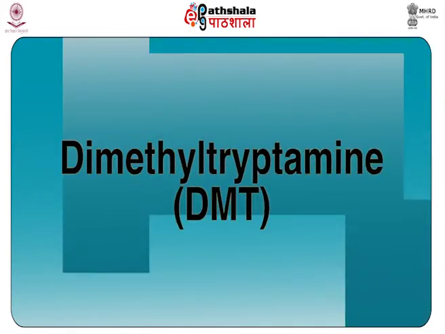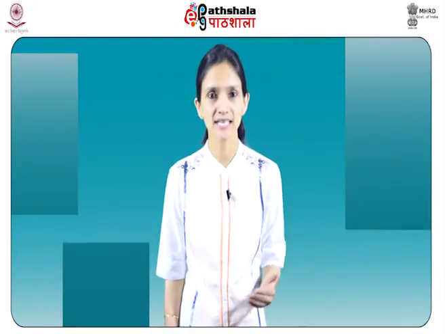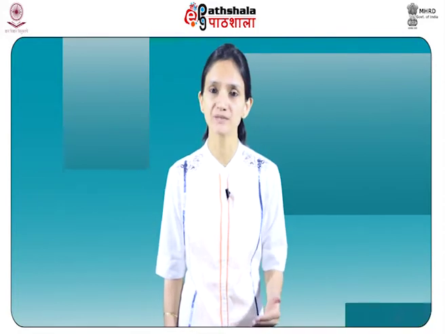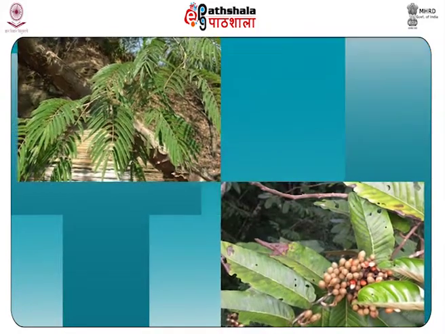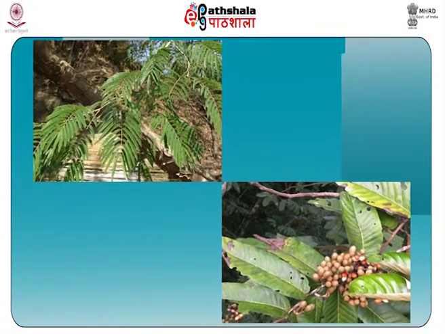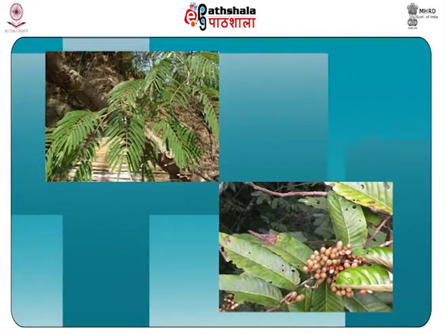Next is dimethyltryptamine, that is DMT. N,N-dimethyltryptamine, DMT, is a hallucinogen obtained from the seeds and leaves of certain South American plants such as Piptadenia peregrina and Virola calophylla, as well as in the tropical legume Mucuna pruriens.